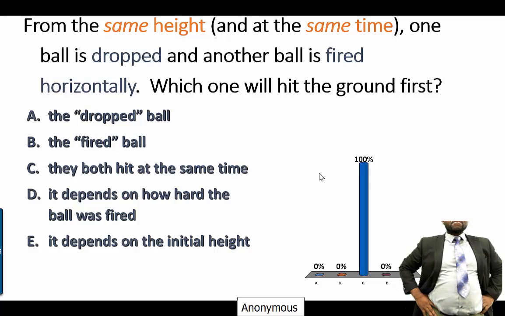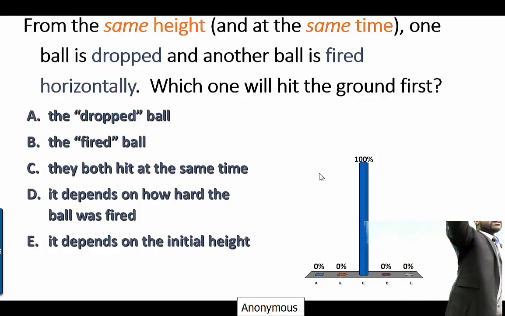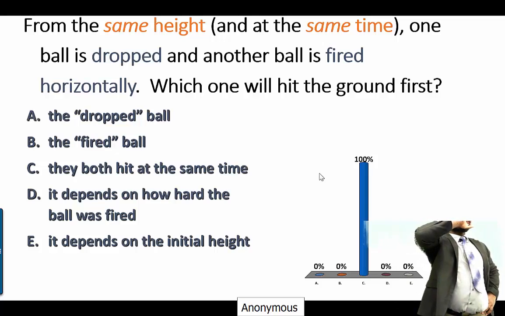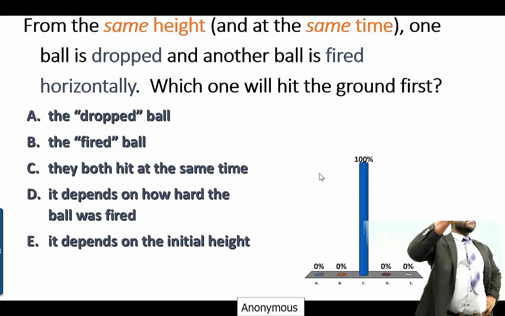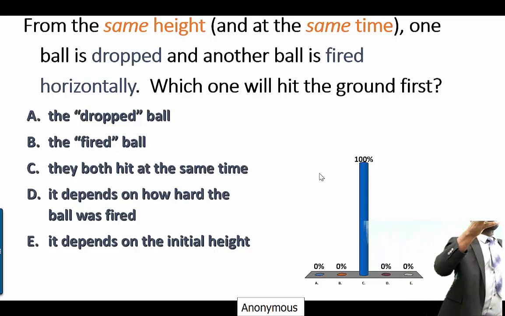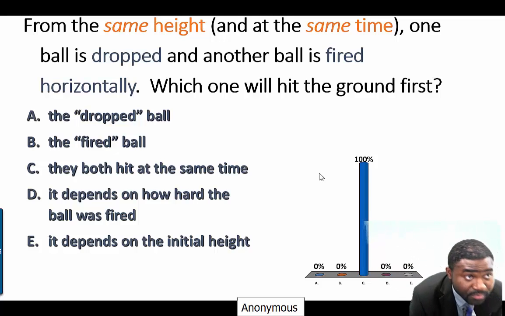Because the vertical component is independent from the horizontal. Great. That's one reason. There are actually four reasons. Because they have the same acceleration. Two, the third? Same height. The fourth? And same time. Launch at the same time. Same time, the fourth. Let me prove that to you mathematically.